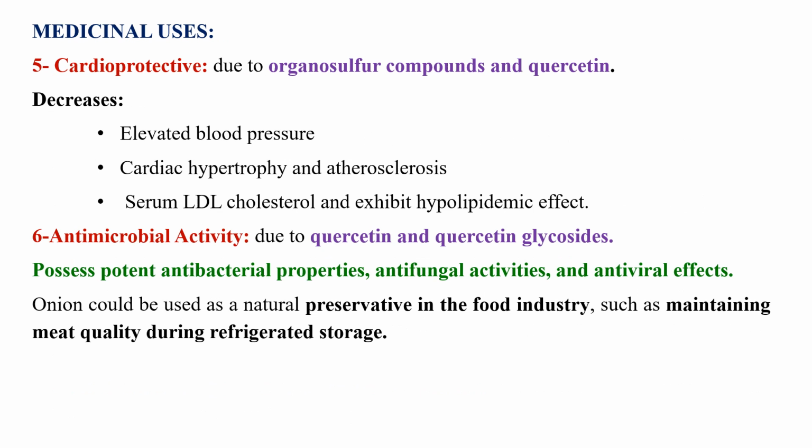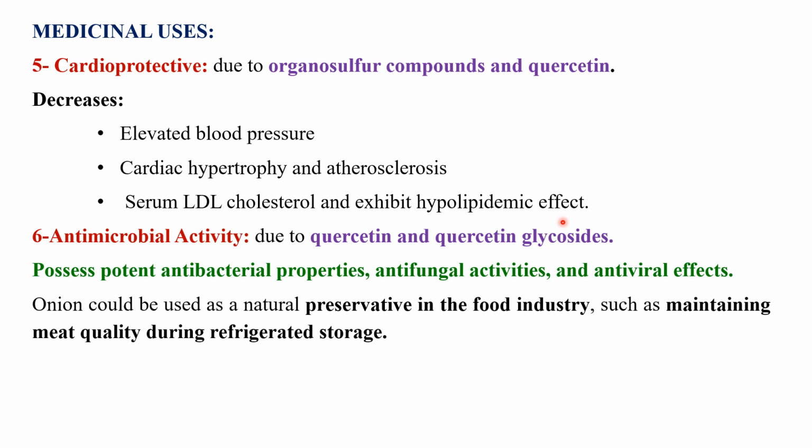Onion has a cardioprotective effect. This is due to its organosulfurous compounds and quercetin. It decreases elevated blood pressure, cardiac hypertrophy and atherosclerosis, and also, as we previously discussed, it inhibits enzymes such as HMG-CoA reductase, and so on. It can reduce serum low density lipoprotein, cholesterol and triglycerides, and exhibit hypolipidemic or anti-hypercholesterolemic effects.